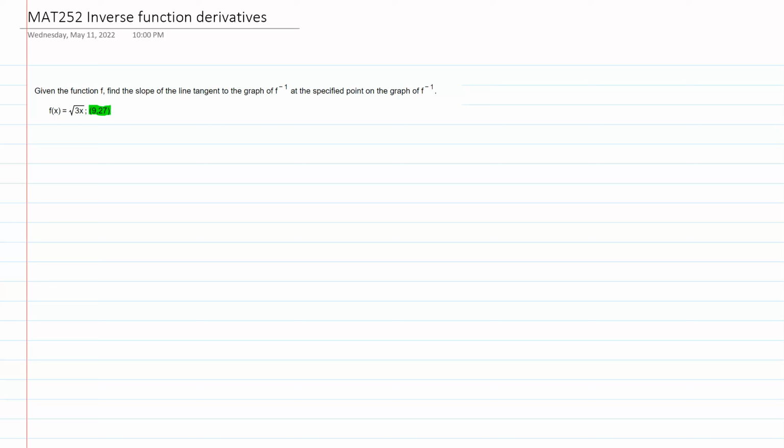So (9, 27) is part of f inverse, and then f of x, which is related to f inverse, is radical 3x. So we know that if (9, 27) is on f inverse, then (27, 9) is on f, because the inverse relationship is you switch x with y.